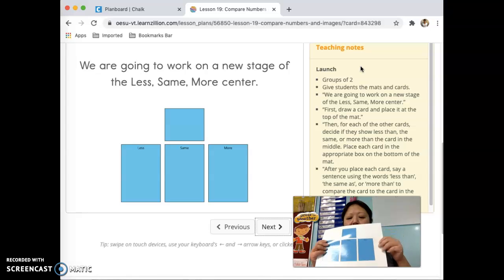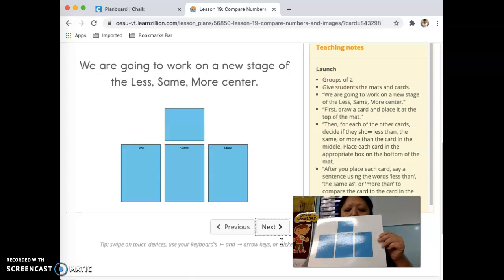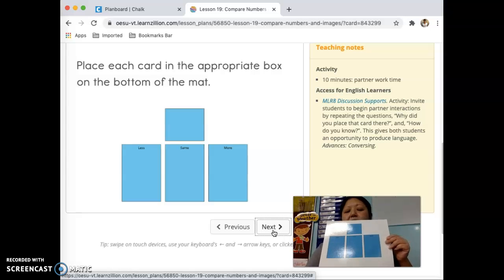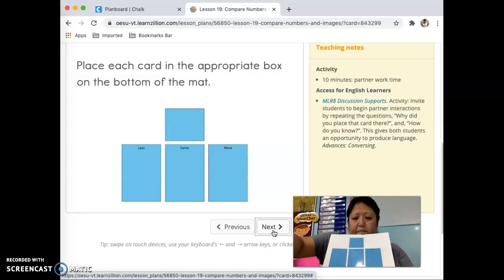you are going to start by, this is going to be a little tricky for me to show you, but what we're going to do is place each card in the appropriate box on the bottom of the map. But first you have to have a number to compare it to. So the first thing you're going to do is take your cards and get them shuffled up pretty good. Not super good, but as well as we can do. And then you're going to put them face down so that you can see the backs of the cards, not the fronts. So you can't see the number.